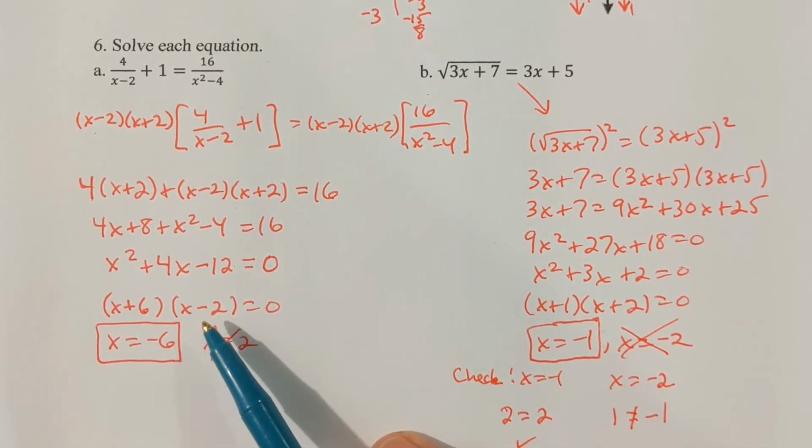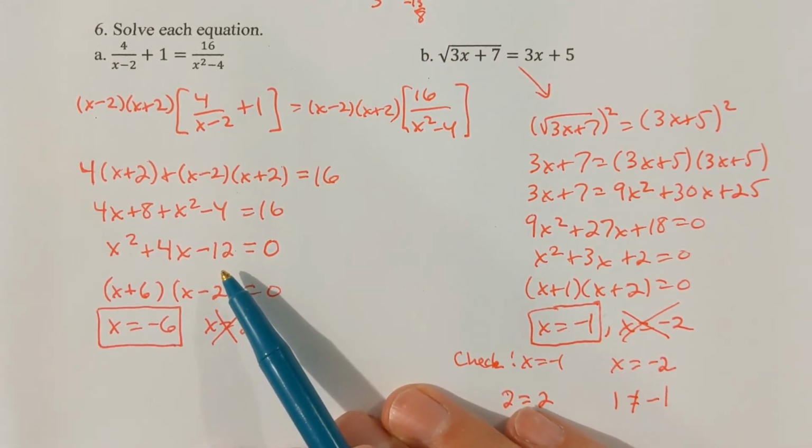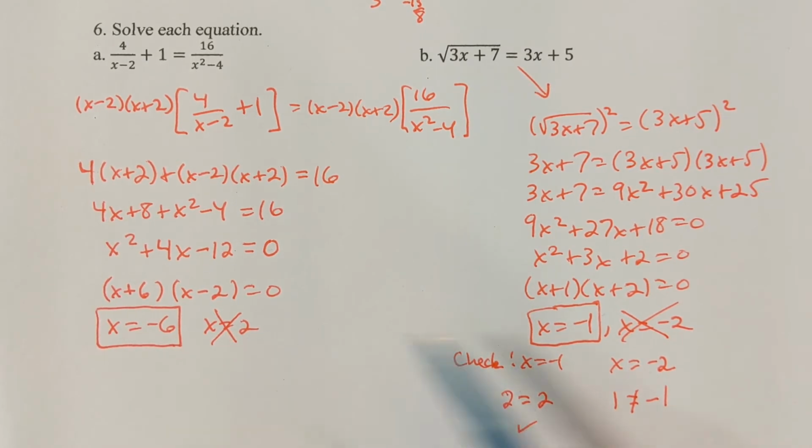X plus 6 times x minus 2 would be how the left side factors. And when you set the factors equal to 0, you get x equal negative 6 and x equal 2. Now you want to make sure that you are checking your answers when you have a rational equation. These extraneous solutions can sometimes come up. An extraneous solution is a number that isn't actually an answer, but it came up in the calculation.